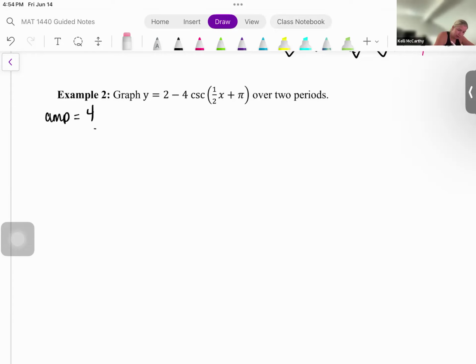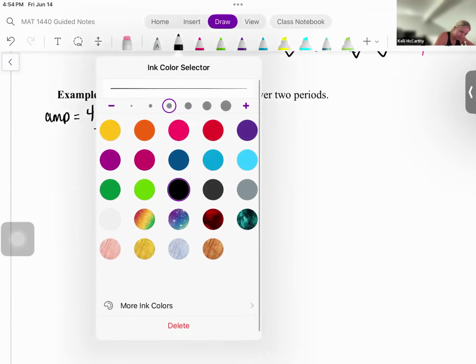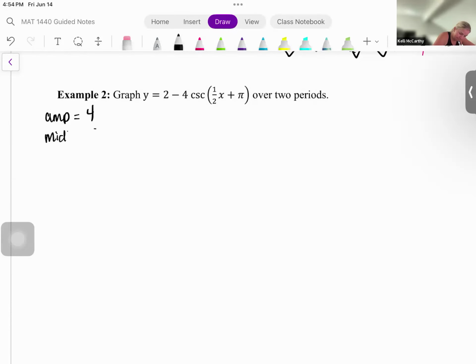So actually, let's maybe write our midline first. Our midline is going to be 2 from this value of 2 being added to the function. And then we're going to reflect about the midline. So it's still going to be a vertical reflection, but we are going to reflect about whatever that midline is. So we'll start by graphing the midline, or at least marking it on our grid, and then using that to set up the graph.